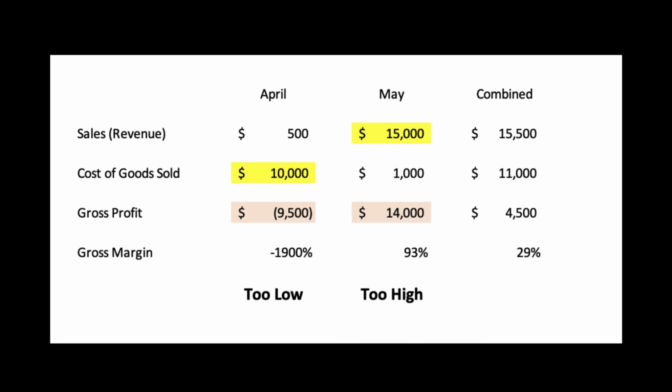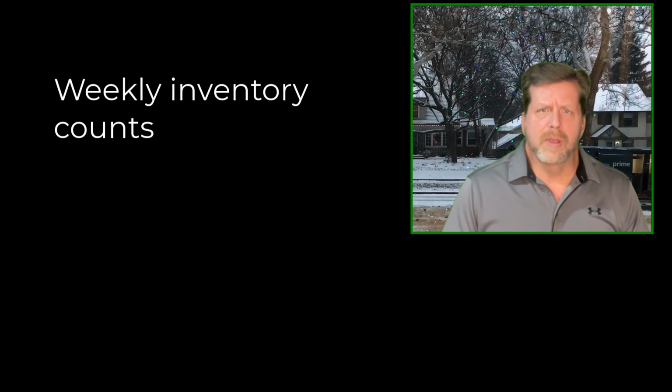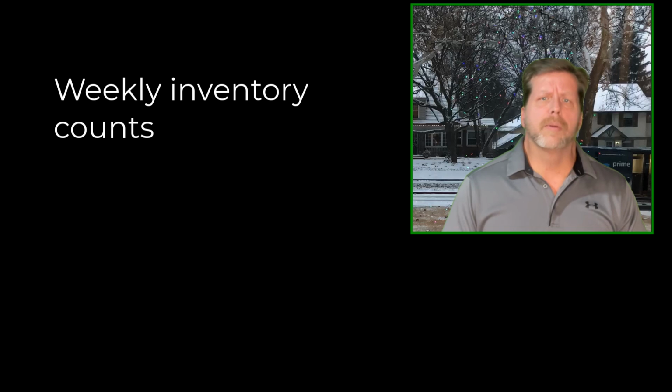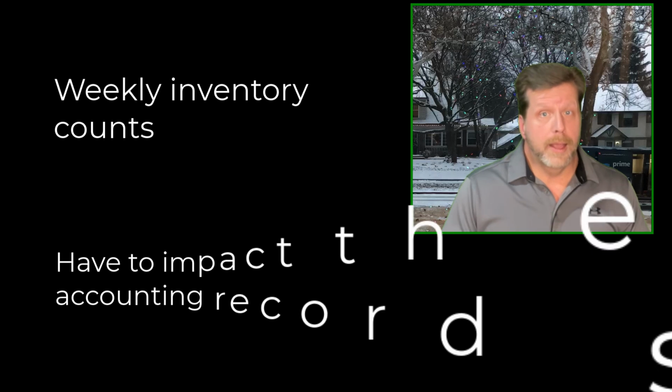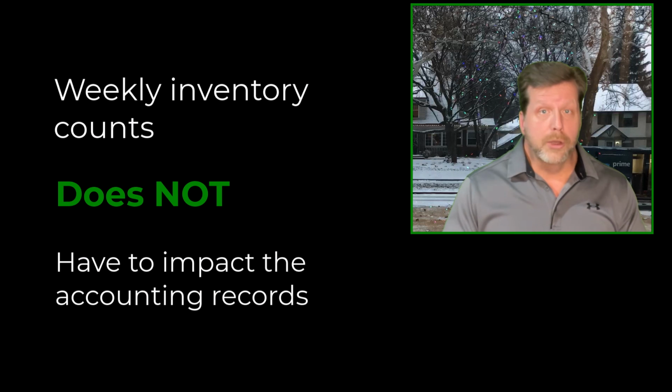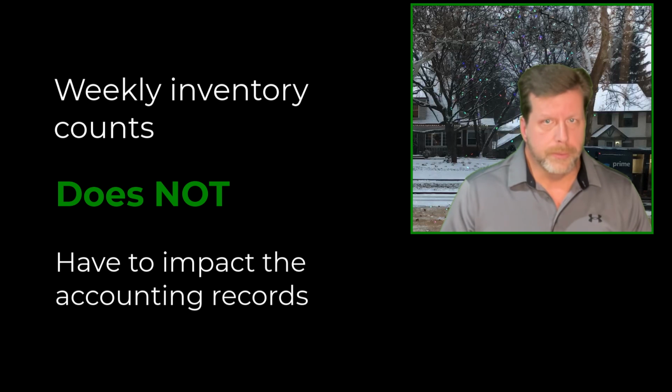If you purchased a lot of inventory near the end of the month, but did not sell any of it until the next month, you could see a negative gross profit in that first month and a huge positive gross profit in that second month. That wouldn't make sense. Keep in mind that you can count your shelves often, say weekly, just for the purposes of finding out how much you need to order from your vendors. This does not have to impact your accounting system. It could, but it doesn't have to.